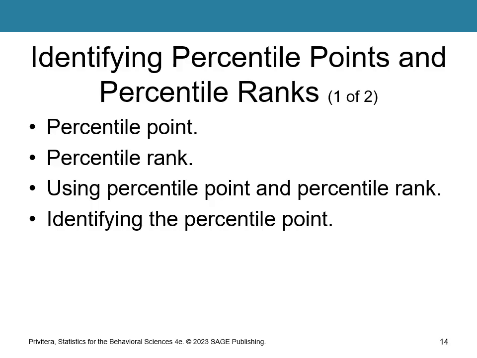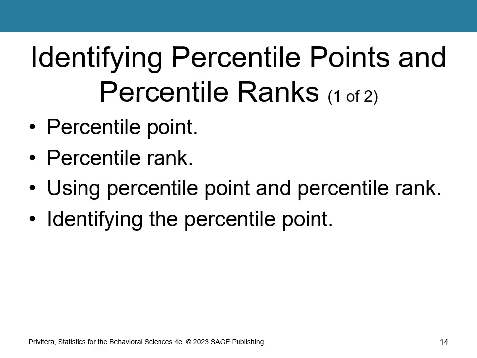A percentile point is the value of a score on a measurement scale below which a specified percentage of scores in a distribution fall. The percentile rank is the corresponding percentile of a percentage point. It's the percentage of scores with values that fall below a specific score.